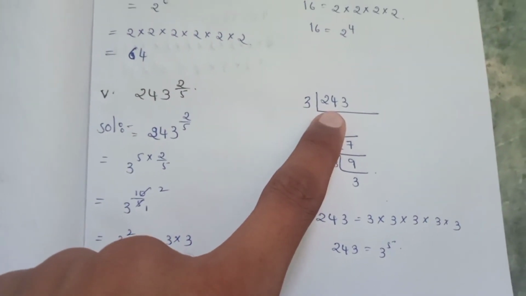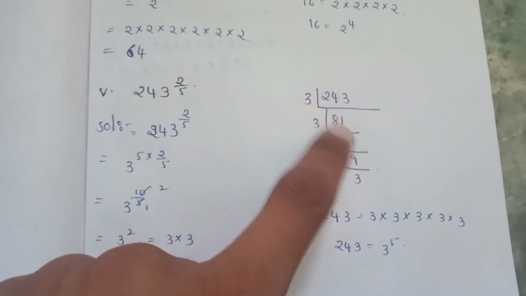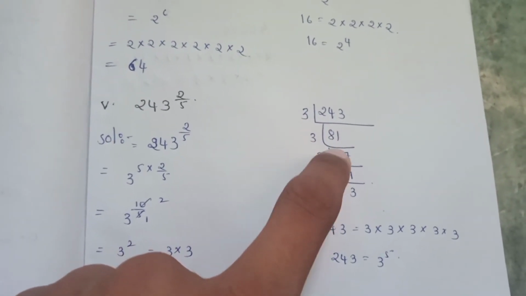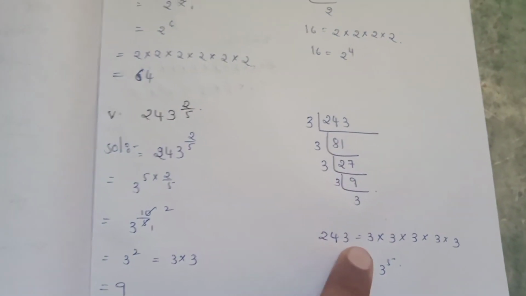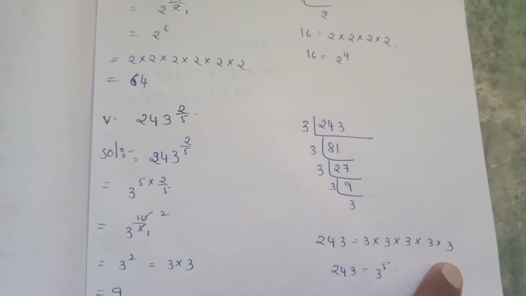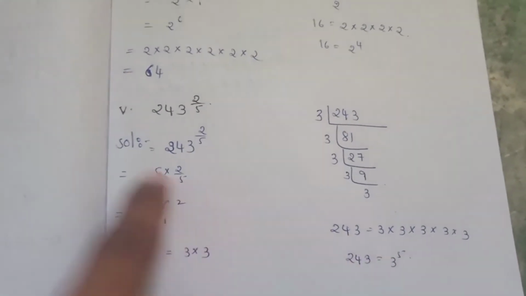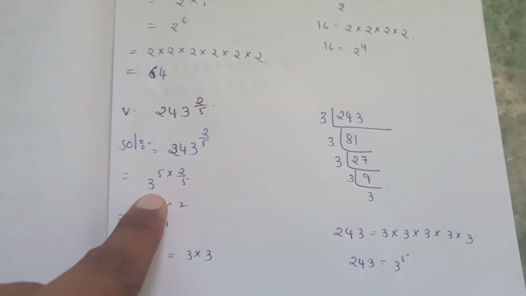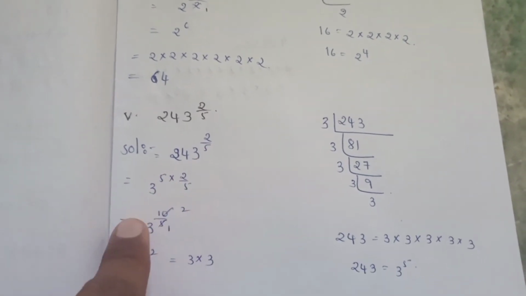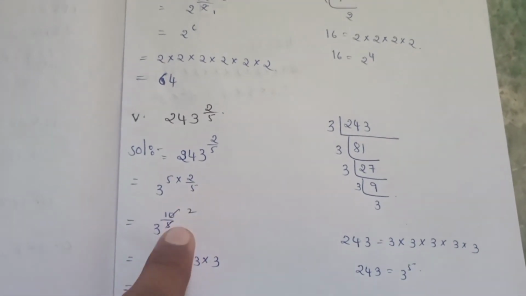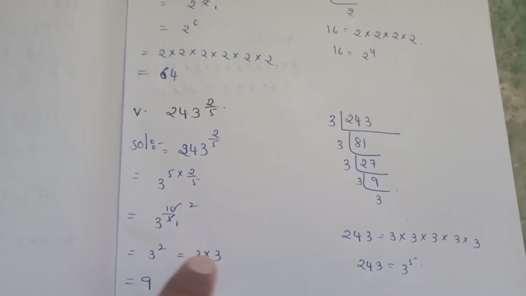Next, fifth one, 243 power 2 by 5. 243 can be written as, in 2 table, 243 is not possible. Next, we have to take 3 table. 3 81s are 243, 3 27s are 81, 3 9s are 27, 3 3s are 9. 243 is nothing but 3 into 3 into 3 into 3 into 3. How many 3s are present here? 5. 3 power 5. What is given here? 2 by 5. 5 into 2 by 5. 5 2s are 10 by 5. 3 power 2 is nothing but 3 into 3.